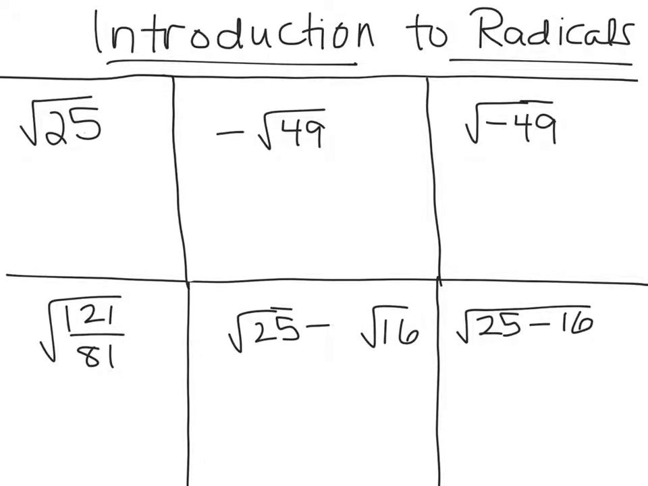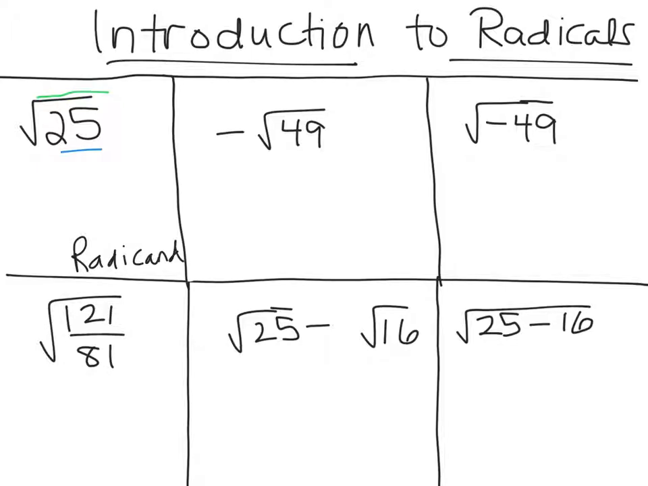This video is an introduction to square roots, which are also called radicals. So some vocabulary: this symbol right here, that square root sign, is called the radical, and then the number underneath the square root, that's called the radicand. So the 25 is called your radicand.